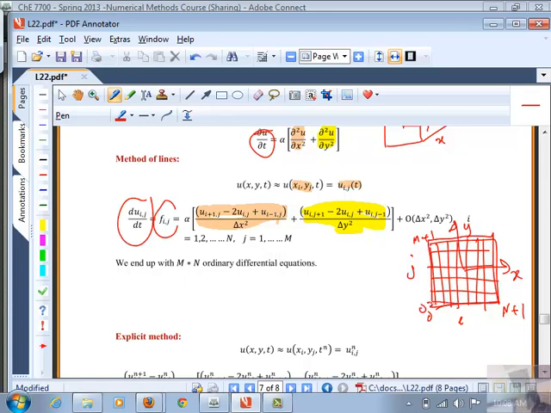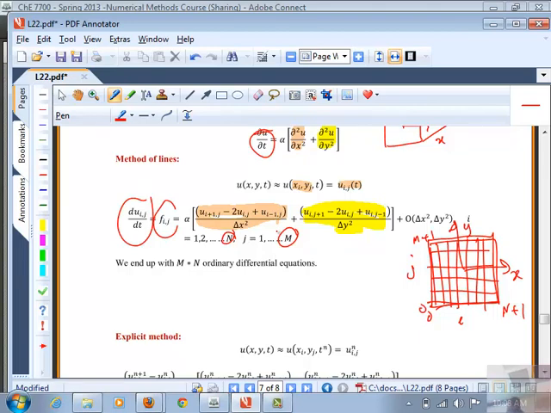Okay, so all the interior nodes are going to appear as an unknown here, for which I have an ordinary differential equation that I need to integrate in time. So I will end up with a total of n times m ordinary differential equations. So the size of the problem goes up tremendously when you go from one space dimension to two space dimensions to three space dimensions. But the ideas essentially remain the same. The bookkeeping task becomes very tedious.